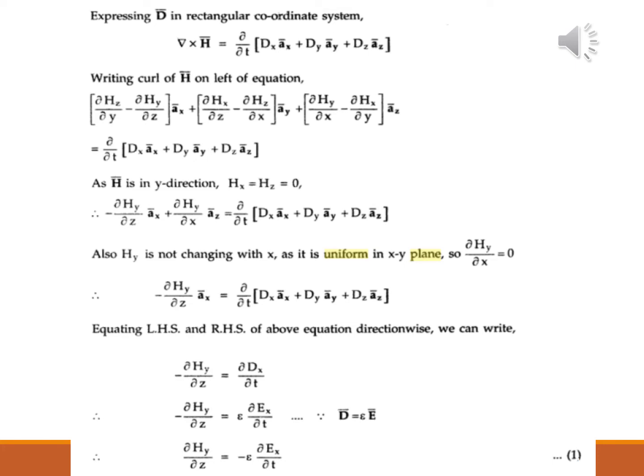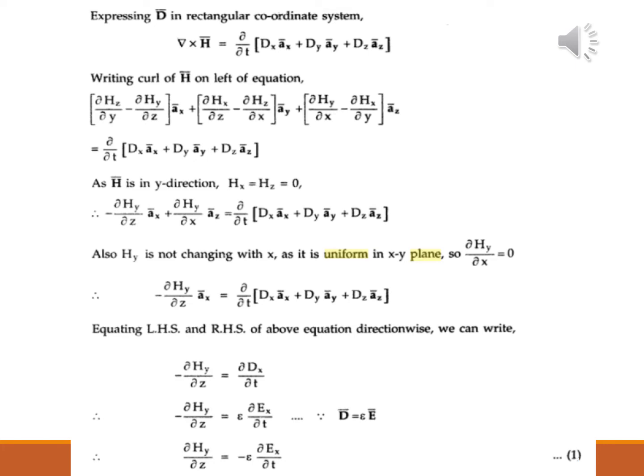So what are you left with? There are only two terms that remain. One is Hy with respect to dou z, and Hy with respect to dou x. And that is equal to the right hand side written in the same way.